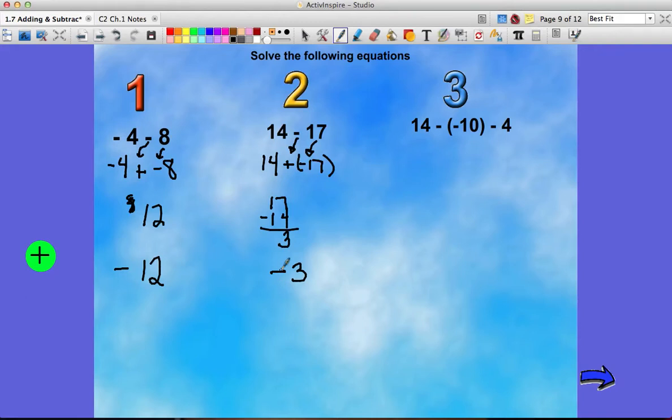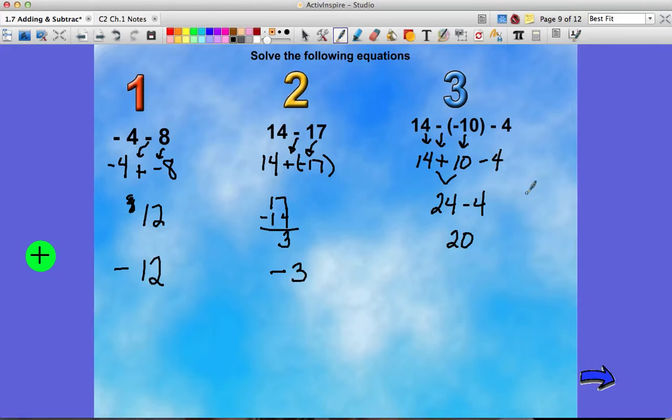Now, when you have problems that involve multiple steps, you have to only go one piece at a time. So in this case, I keep the 14. The subtraction changes to addition. The -10 changes to a positive 10. And then I just keep the -4. 14 plus 10 is 24, -4. Now because both of these are positive, I don't have to do any changing. And I can just do 24 minus 4 is 20.